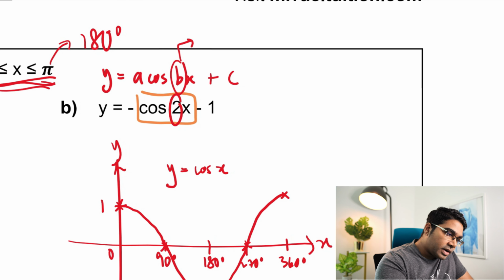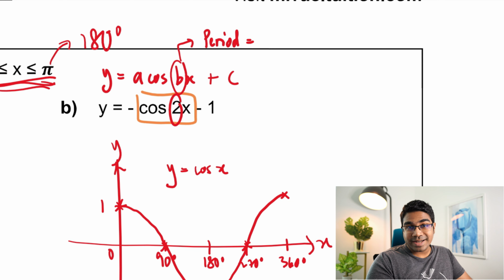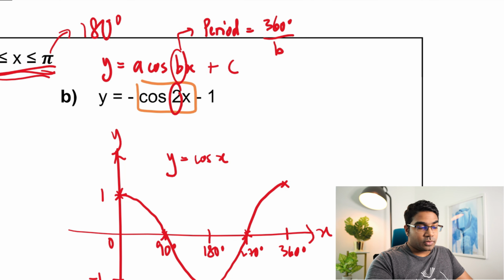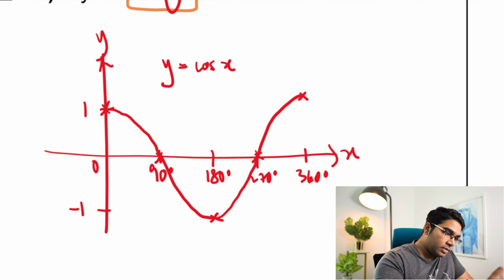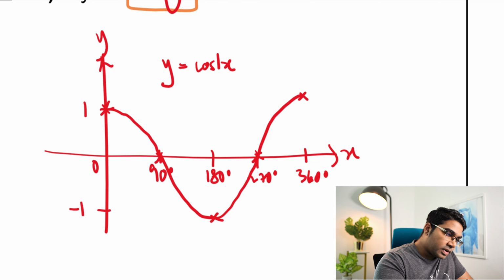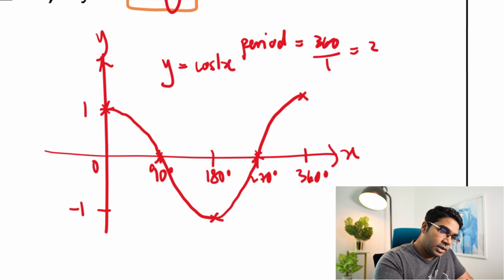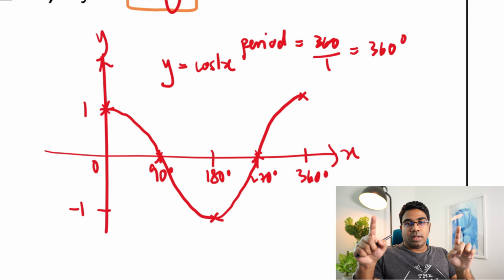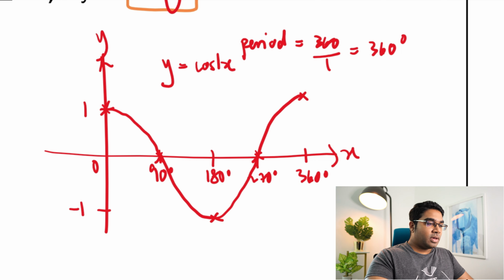So the period of the graph will be equal to, for sine graph and cosine graph, 360 degrees over the b value. If the b value is 1, for example, in this case, y equals cos 1x, then the period of the graph will be equal to 360 over 1, which is of course still 360. This is one period. We have one complete cycle in 360 degrees.